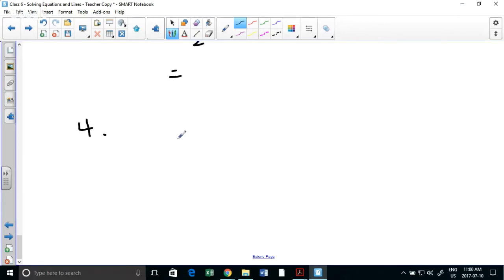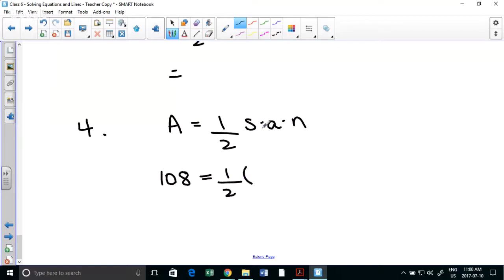Okay, so in this case, it says the area of the hexagon is 1/2 S times A times N. We remember that this is the side measure, the apothem, and the number of sides. We're told that the area is 108. So I have the side measure, which is 4x minus 3. I have the apothem, which is 2x minus 2. And I have the number of sides. It's a hexagon. There are 6. You could also just count them.